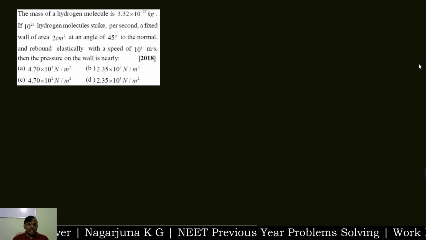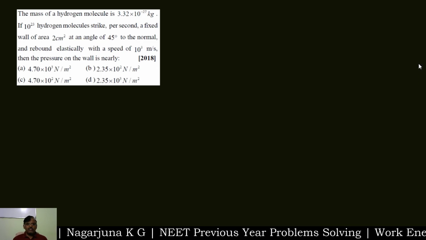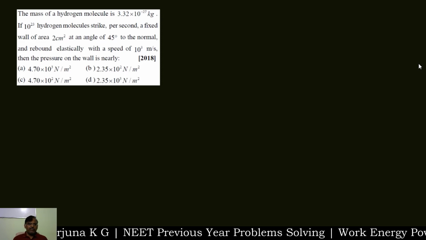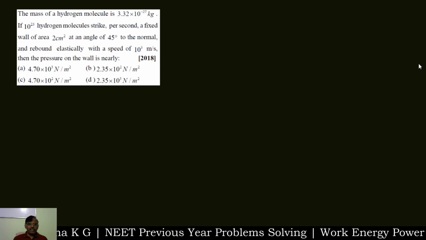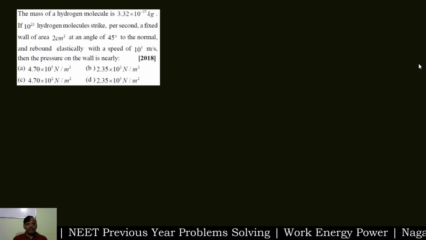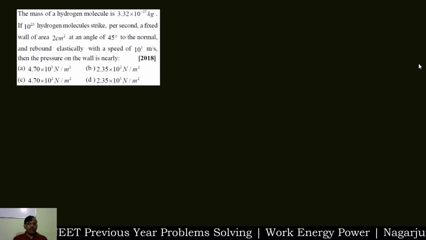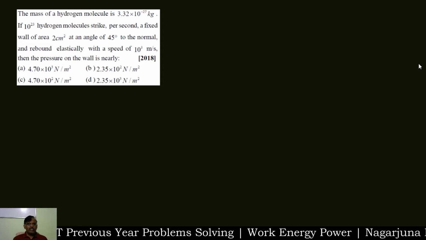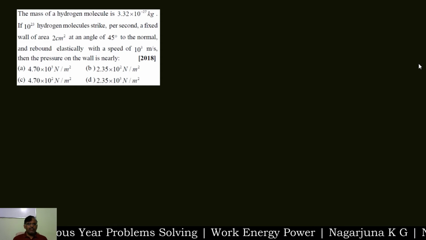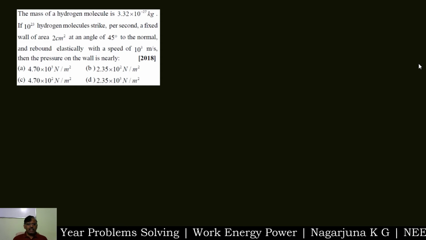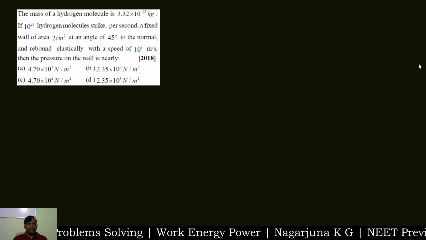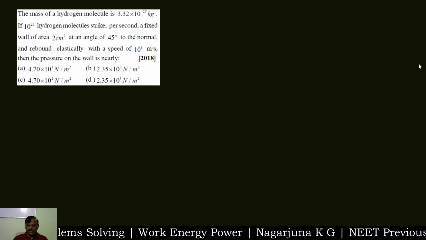The mass of a hydrogen molecule is 3.32 into 10 power minus 27 kg. If 10 power 23 hydrogen molecules strike per second a fixed wall of area 2 centimeter square at an angle of 45 degrees to the normal and rebound elastically with a speed of 10 cube meter per second, then the pressure on the wall is nearly.